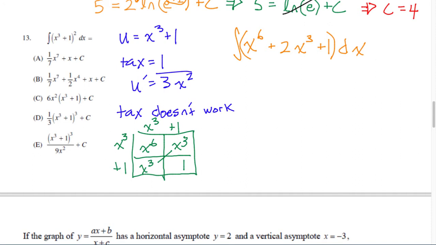All right. So from there, I'm going to take the integral. Taking the integral, this is going to go x to the power of 7 divided down by 7, plus 2x to the power of 4, divide down by 4, plus x, plus c. Which of these looks like it's the answer? I see a 1/7. This is a 1/2. It looks like it's b. Yeah. Yep. All right. Ask me questions.